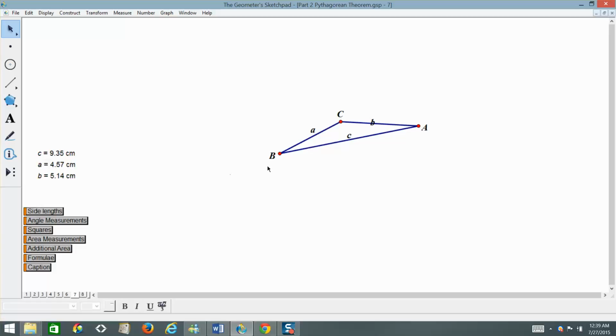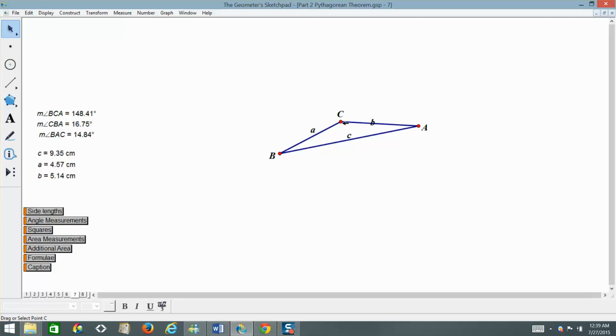C is the longest side because the length of C is equal to 9.35 centimeters, which is the longest compared to the others. And then I will measure the angles. This is the result.